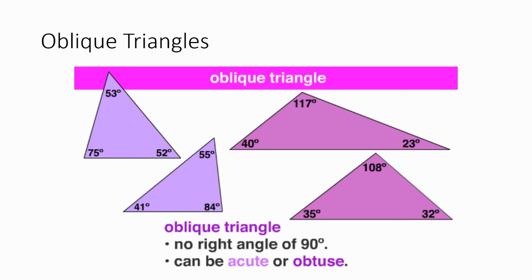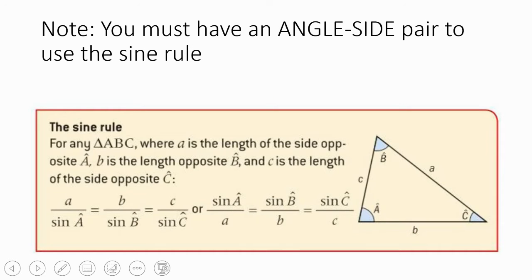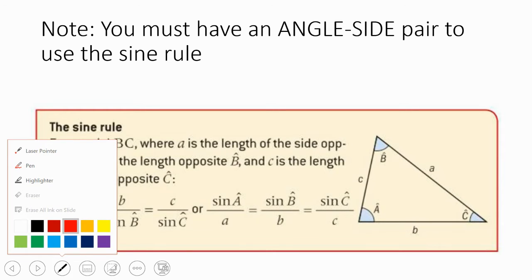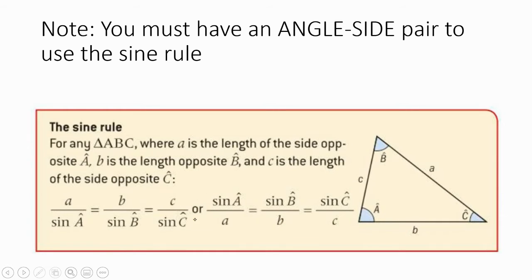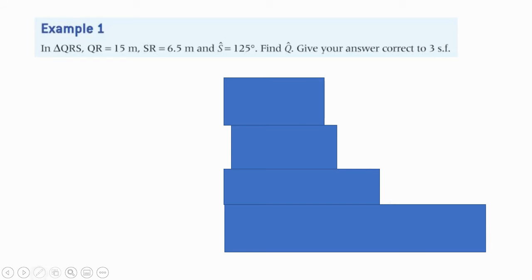oblique triangles, which if you look here, there's no right angles. So basically you have some obtuse, some acute, doesn't matter, but there's no right angle. So we can't use our normal trig rules like sine, cosine, tangent by themselves, and we can't use Pythagorean theorem. So the sine rule is basically a proportion.